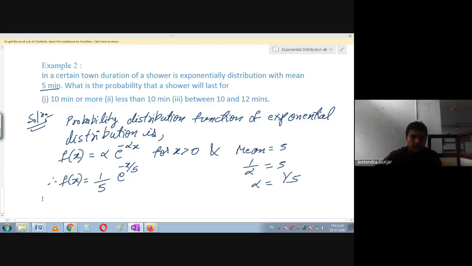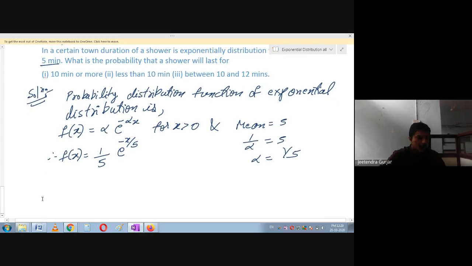Okay, so now we will start the first one. What do you want to find? In the first one they have told 10 minutes or more, meaning x is equal to 10, or our random variable x is greater than 10. So the probability you are going to find is for x greater than or equal to 10, students.